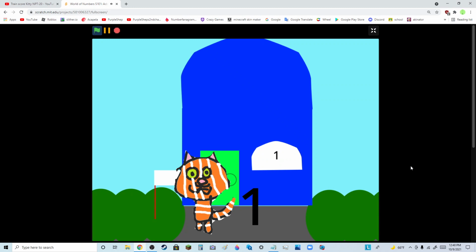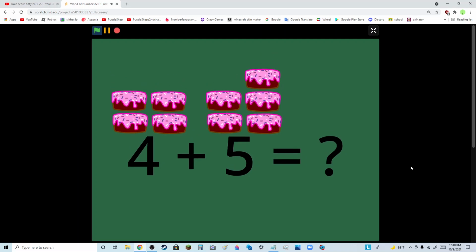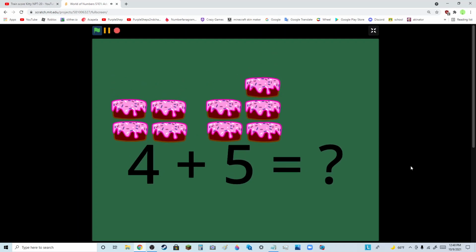Meow. Hello, Gingerbread. Now we're going to do some addition. If I had four cakes and five gave me five more cakes, how many cakes would I have altogether? Count the number of cakes on the screen. If you said nine, you are correct.